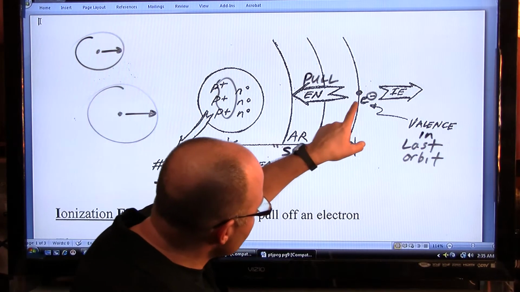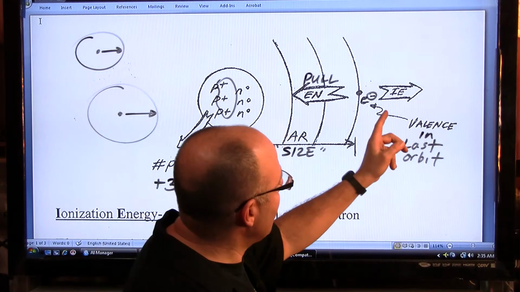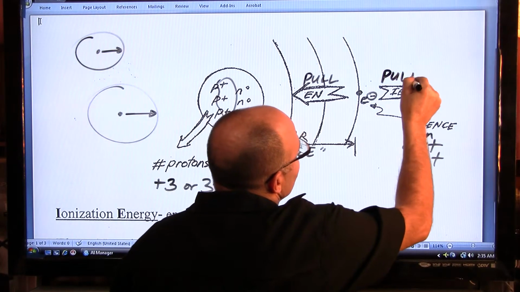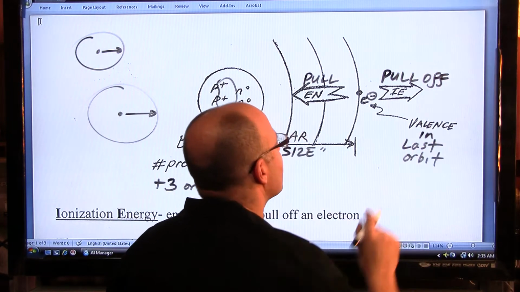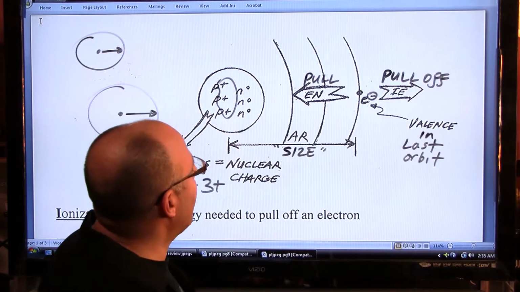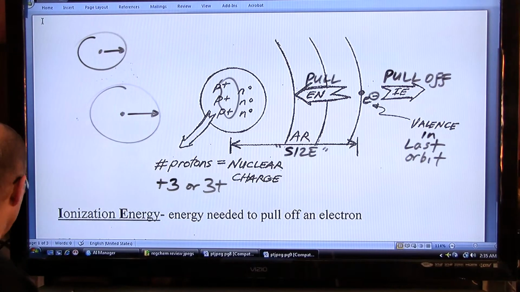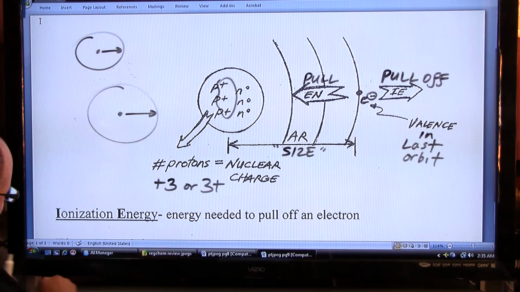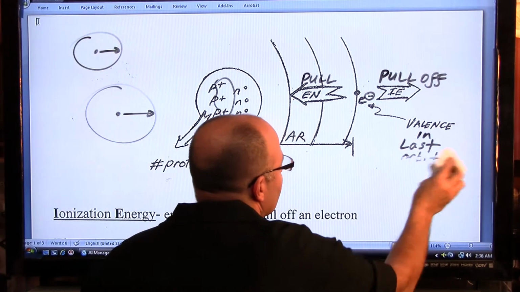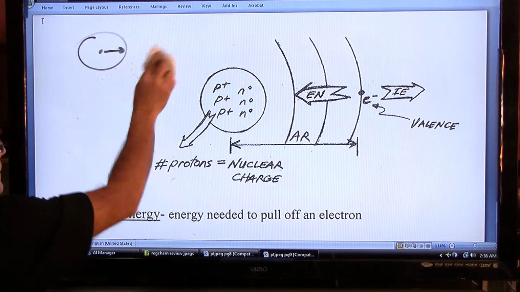Now, since that electron is anchored, you're going to need energy to pull it off. That energy is called the ionization energy. That's the energy needed to pull off an electron, the energy I need to pull off an electron from this atom. So once again, these are some key properties, so let's highlight the key words that go with them, and then we'll see how these properties relate to each other in a second.